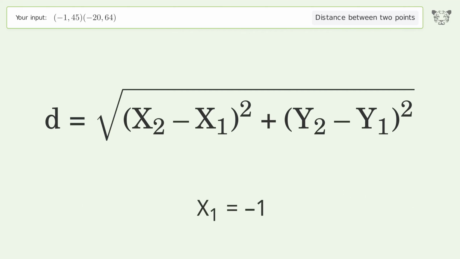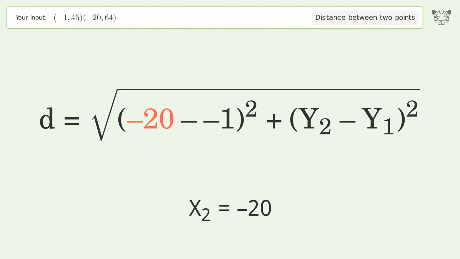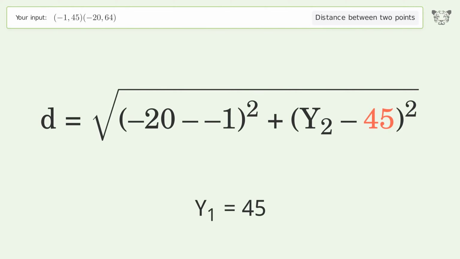x1 equals -1. x2 equals -20. y1 equals 45. y2 equals 64.